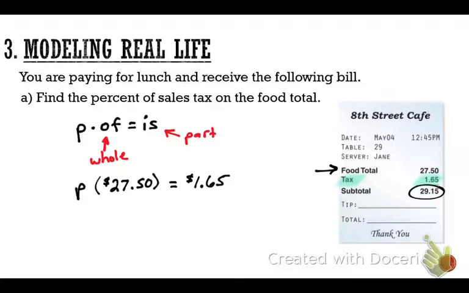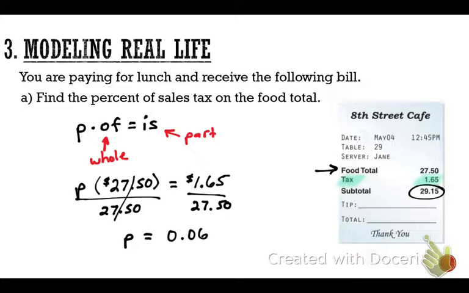You would divide by $27.50. When you do that, Jocelyn, what do you get? 0.06. Which one of those zeros can I get rid of, Jocelyn? The one on the left side, okay? So I've got 0.06. Change that to a percent, and what do you get? 6% is correct. All right, so you had to pay 6% for sales tax.